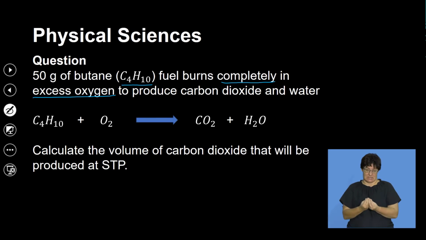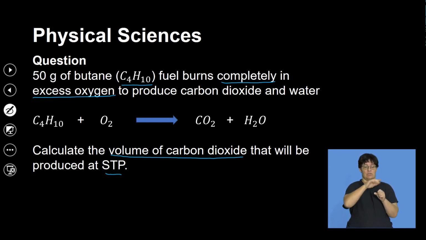And then the question says, calculate the volume of carbon dioxide that will be produced at STP. What does STP stand for? It stands for standard temperature and pressure. Because this is a stoichiometric problem, the law of conservation of mass must be applied. Now, let's ask ourselves the question: is the equation of reaction balanced or not? If not, then we need to do something about it.